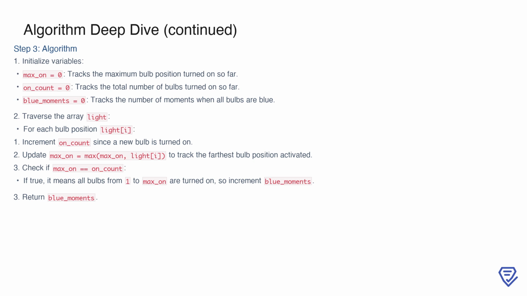For each bulb position light[i], we increment on_count because a new bulb is turned on. Next, we update max_on to be the maximum of its current value and the position of the newly turned on bulb, light[i]. After updating these values, we compare max_on and on_count. If they are equal, it means all the bulbs from 1 to max_on are turned on without any gaps, so we increment blue_moments. Finally, after processing all the bulbs in the array, we return blue_moments as the result.